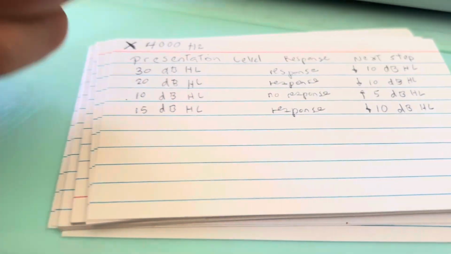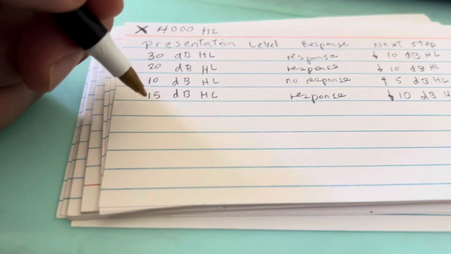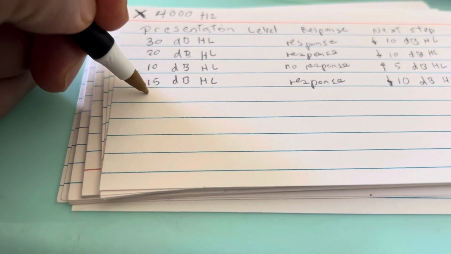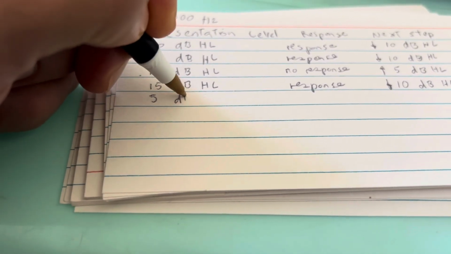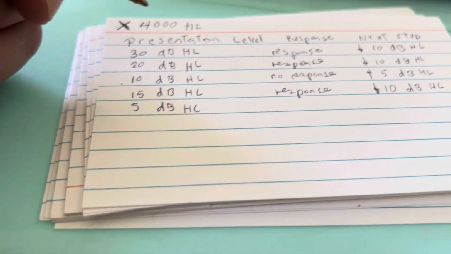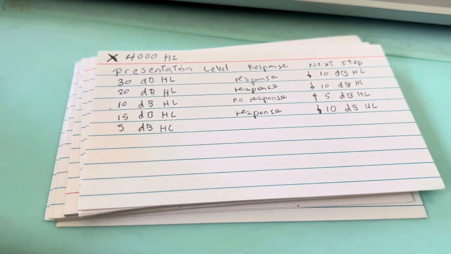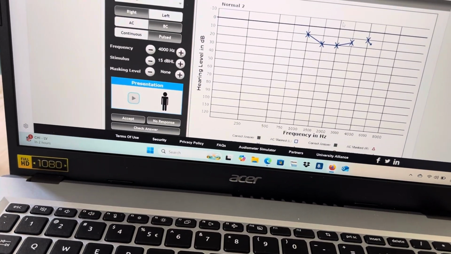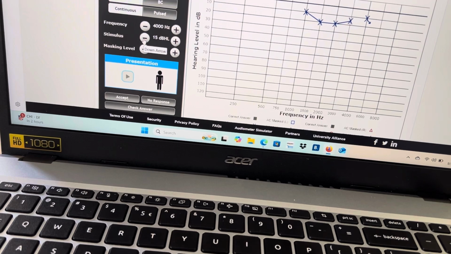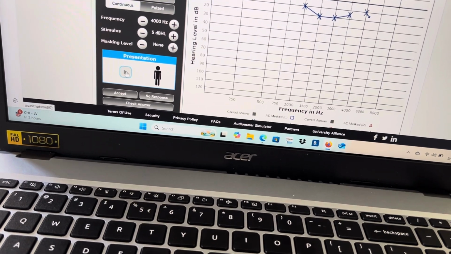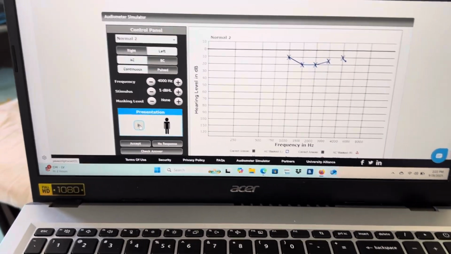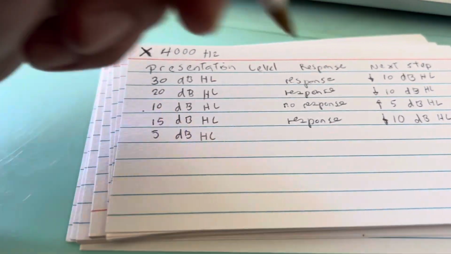Hearing levels. So that means that we have to go from 15 to 5 decibels hearing levels. Okay, now let's see if there's any response to this by the person. First we gotta bring it down to 5 and see if there's a response. There's no response. So as you can see, there was no response at 5 decibels.